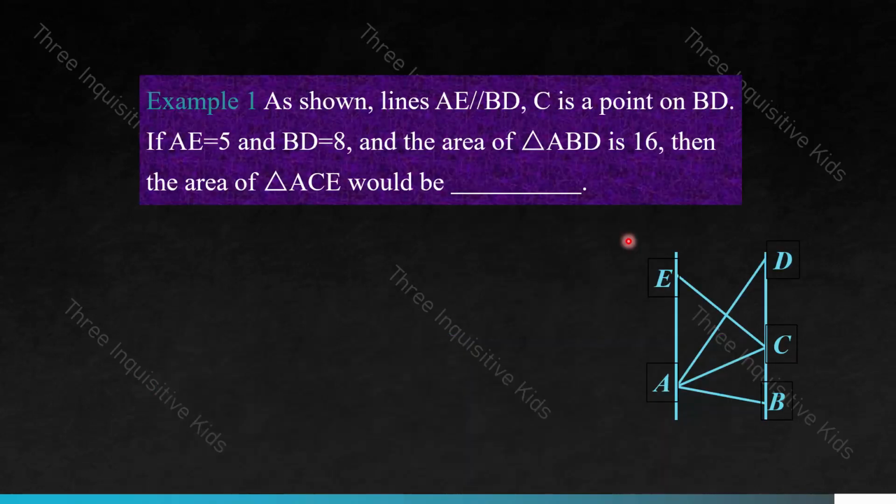So here's our first problem. As shown, lines AE and BD are parallel. C is a point on BD. If AE is equal to 5 and BD is equal to 8, and the area of triangle ABD is 16, then what is the area of triangle ACE?